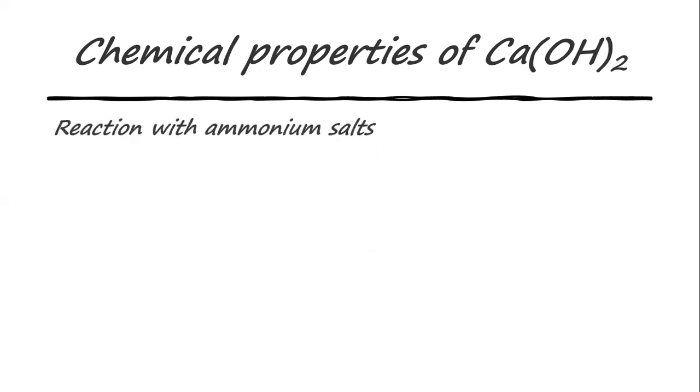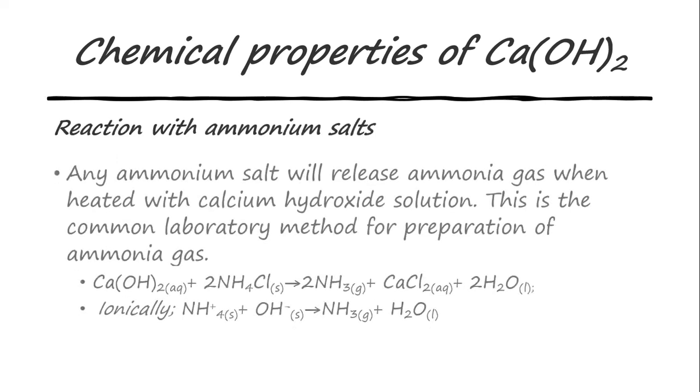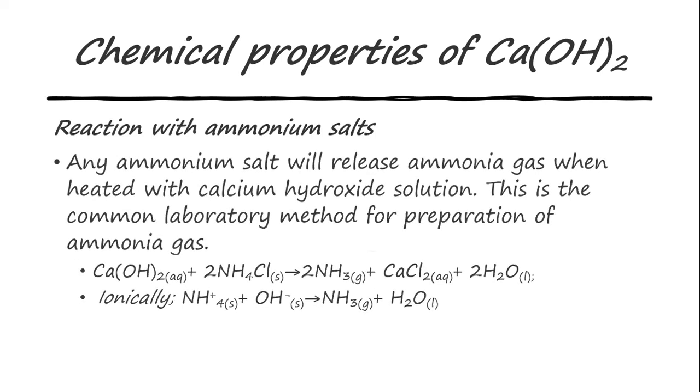Now, reaction with ammonium salts. Any ammonium salt will release ammonia gas when heated with calcium hydroxide. This is the common laboratory method for the preparation of ammonia gas. As we can see in the reaction, calcium hydroxide plus ammonium chloride gives ammonia gas plus calcium chloride plus water. You can see how this reaction occurs.